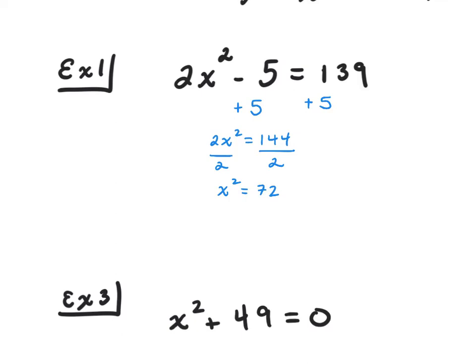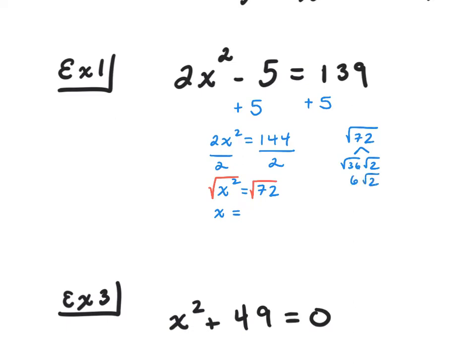Now 72 is not a perfect square, so this is actually difficult to do in your head, but that's okay, we have algebra. We know that to undo squaring something, we can apply the inverse to both sides: take the square root. The square root of x squared is just x, and the square root of 72 is the square root of 36 times 2, which is 6 root 2.